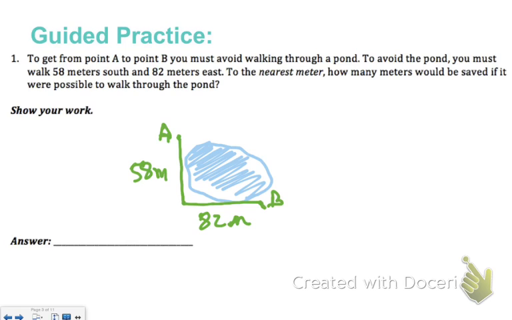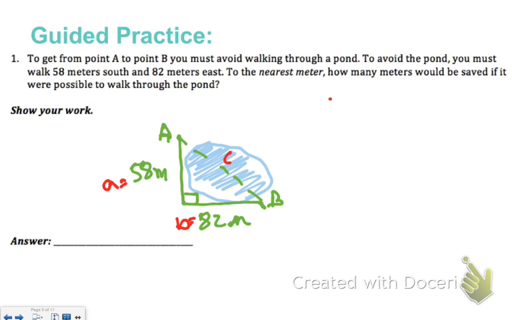And if we were trying to figure out what the distance would be to go through the pond, it would be this diagonal right here, which in this case would be the hypotenuse of this right triangle. So we're going to label our sides. Our two legs are A and B, and our hypotenuse is represented by C.